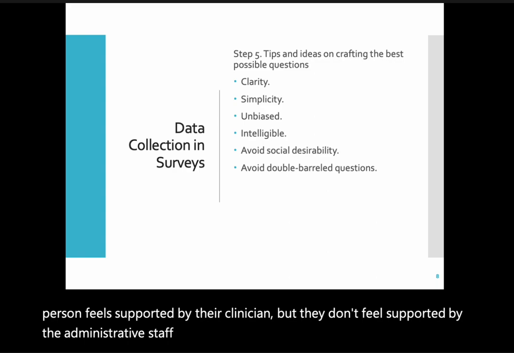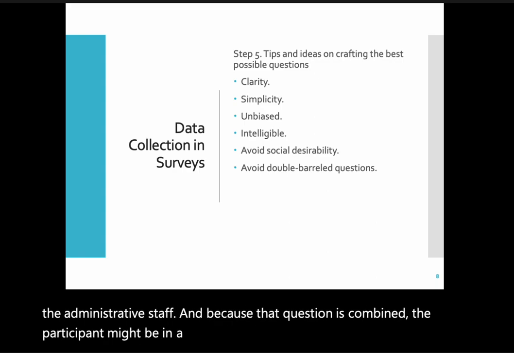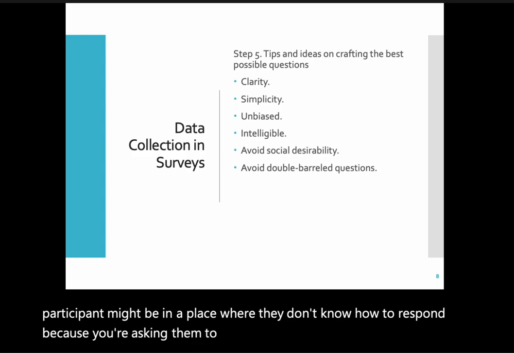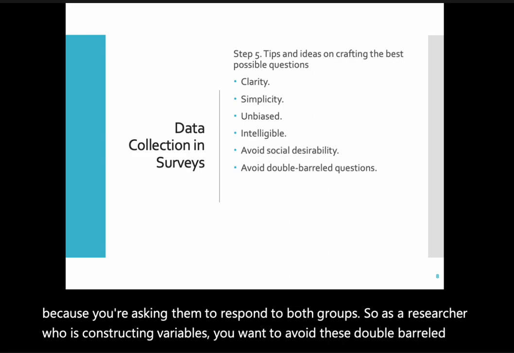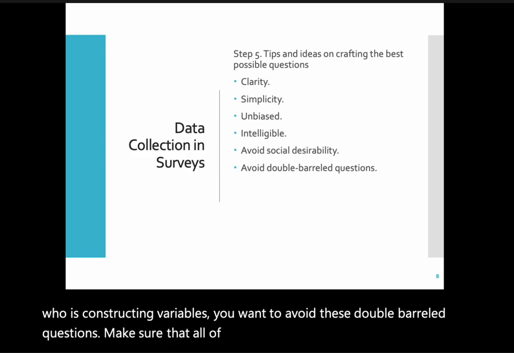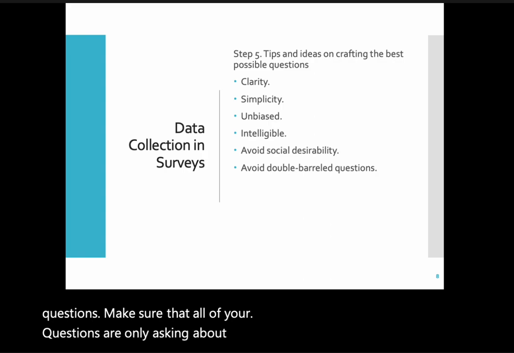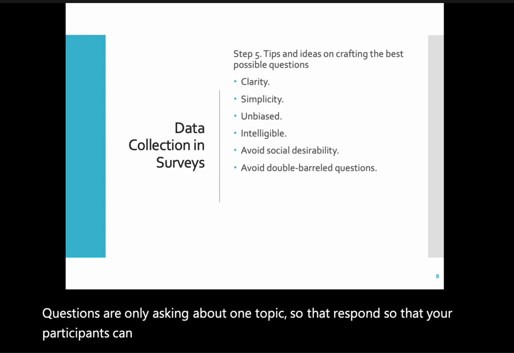And because that question is combined, the participant might be in a place where they don't know how to respond because you're asking them to respond to both groups. So as a researcher who is constructing variables, you want to avoid these double-barreled questions. Make sure that all of your questions are only asking about one topic so that your participants can respond to just that one topic. And you also want to avoid double negatives.